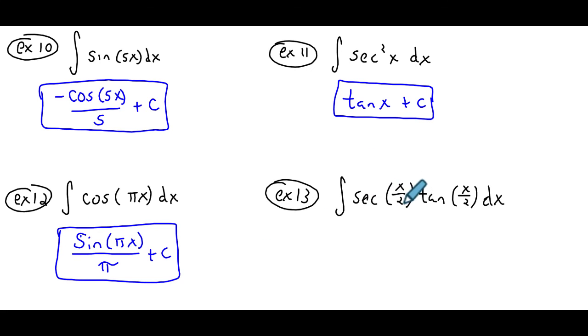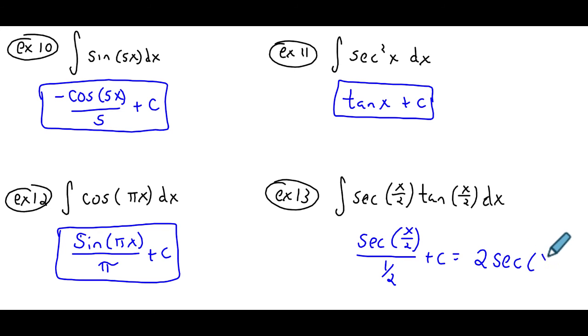Same thing here. We got secant of something, tangent of the same thing. So the secant tangent rule is what I'm using here. And we know the integral of secant of x over 2 tangent of x over 2 dx is equal to secant of x over 2, over 1/2, plus c. So if I'm dividing by a fraction, I flip and multiply. So my final answer would be 2 secant of x over 2 plus c.